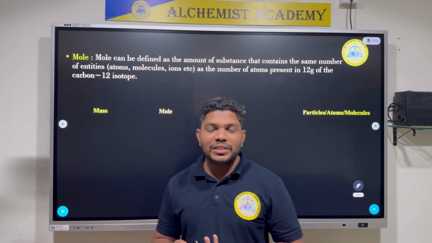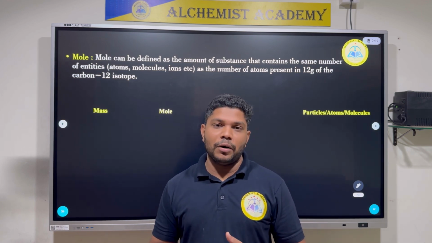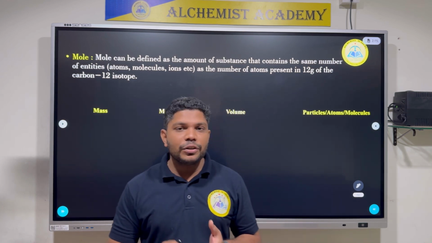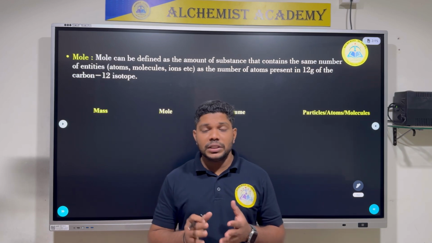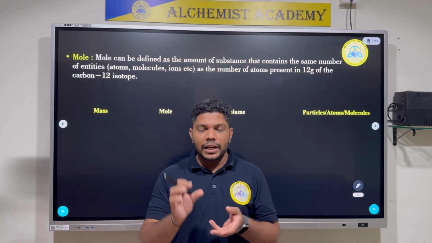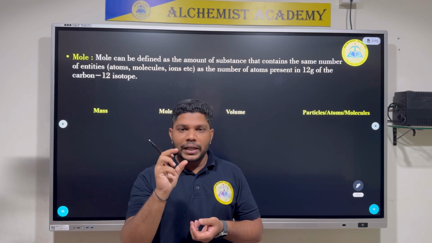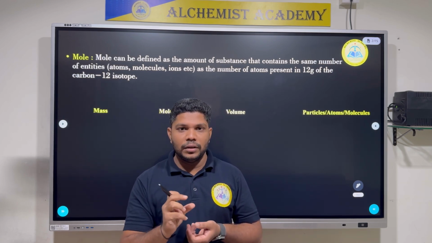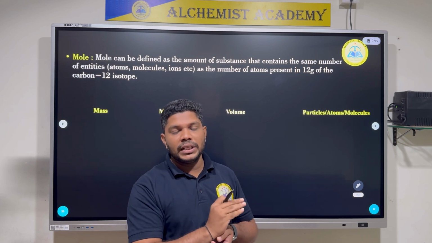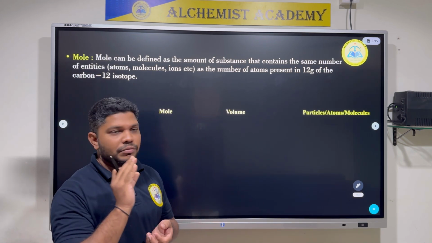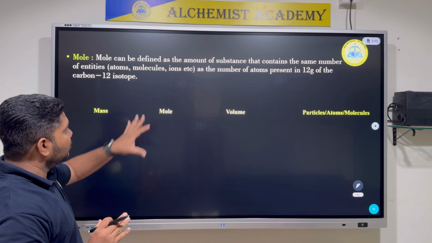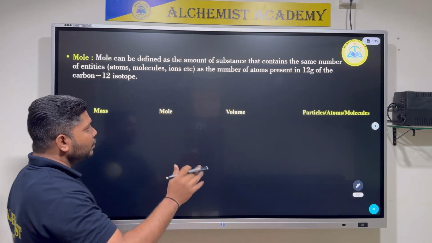In chemistry, to measure a compound or to do a chemical reaction, we cannot use kilos or dozens because these are big entities. In chemistry, we usually use small entities. So the perfect entity to measure a compound is the mole. Today we are going to see how this mole concept works. So let's see with some of the things here.